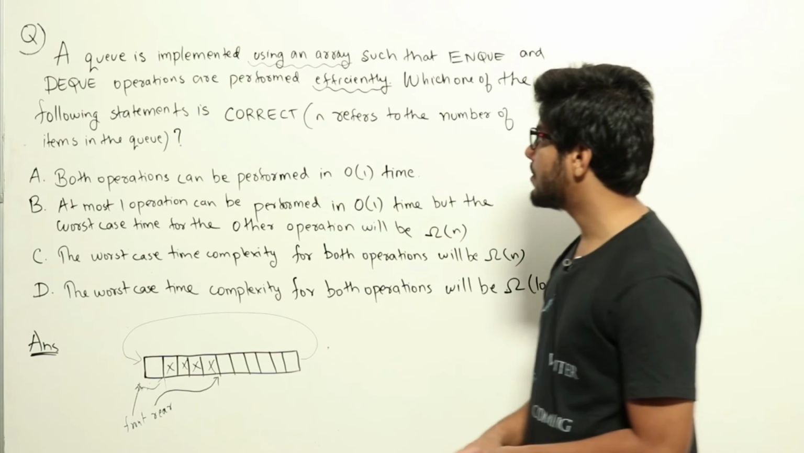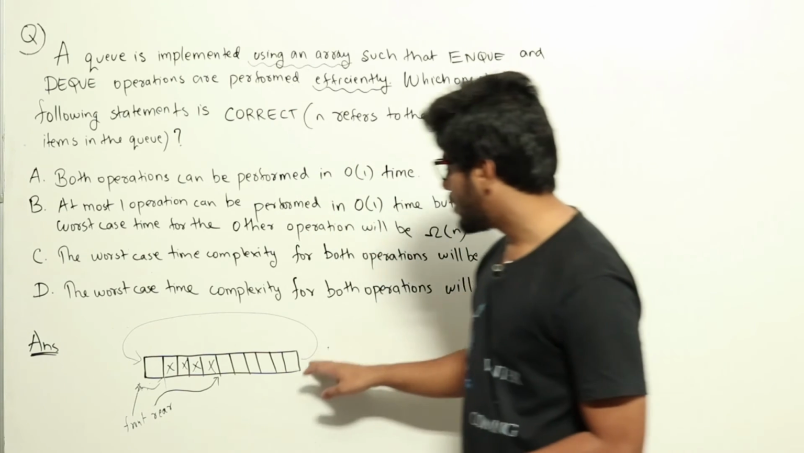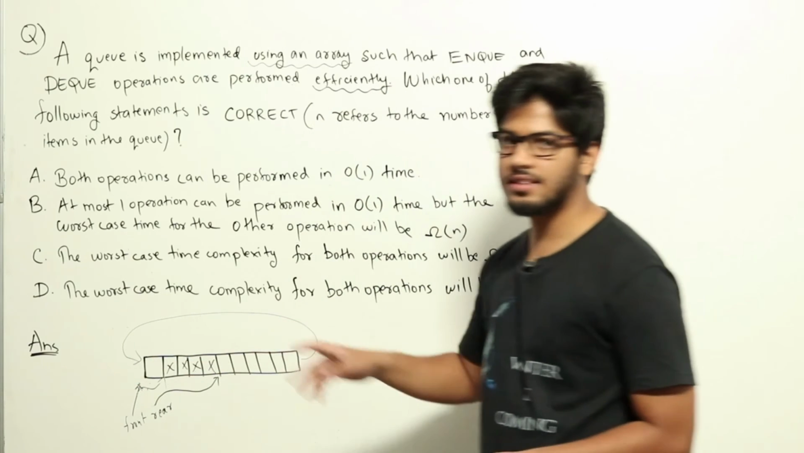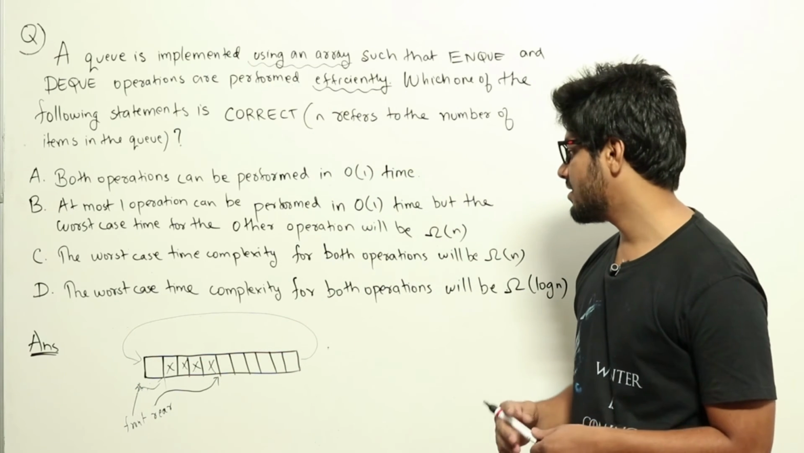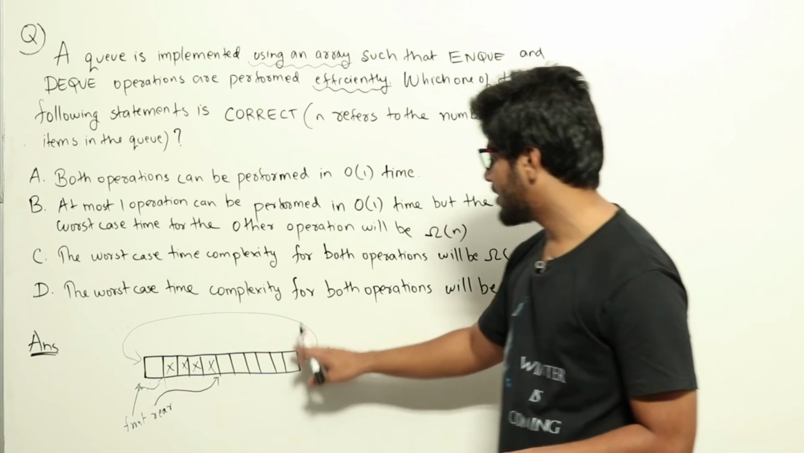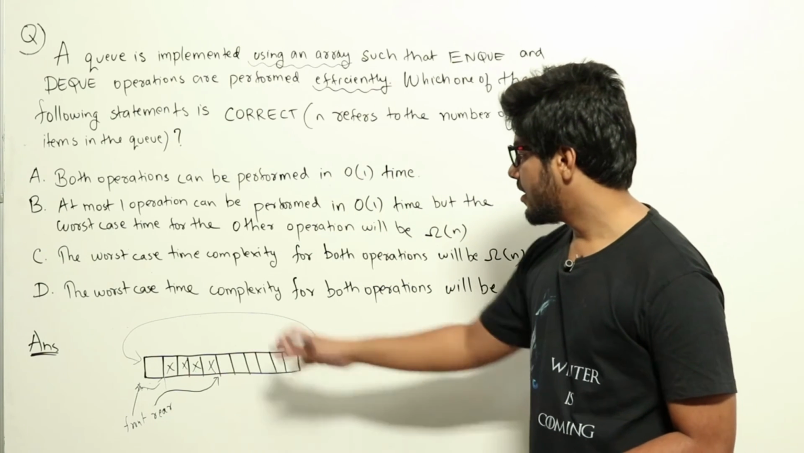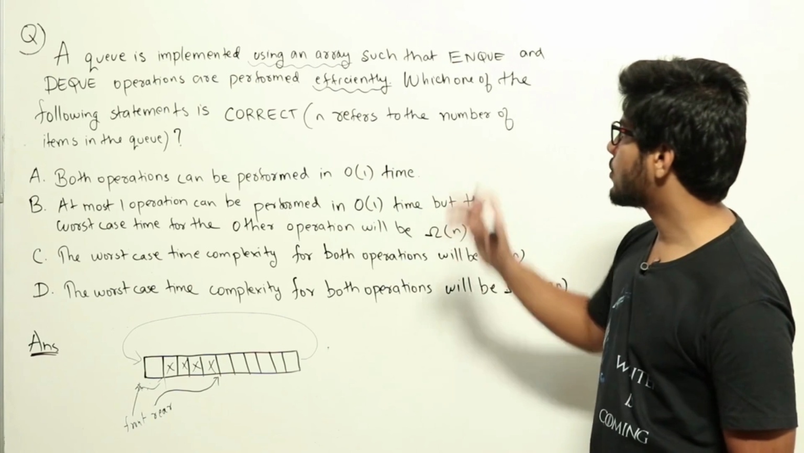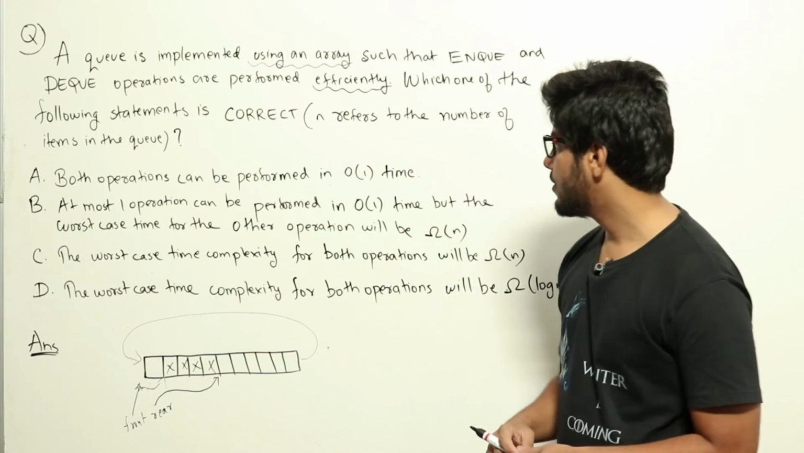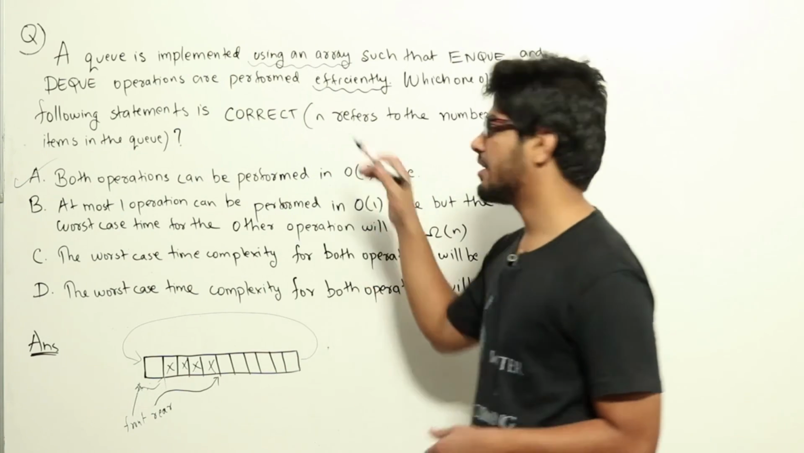Now this is an implementation of a queue, but the only problem with this implementation is that the queue can only grow up to a fixed size, that is the size of the array initialized when we created the array. So the queue can't grow beyond this size. That's the only limitation of this implementation. Implementing NQ and DQ, the time complexity is O(1) only. So looking at the options, both operations can be performed in O(1). A is the right answer.